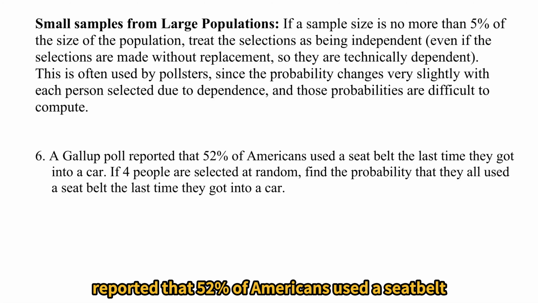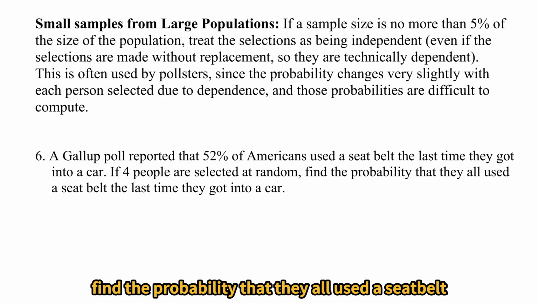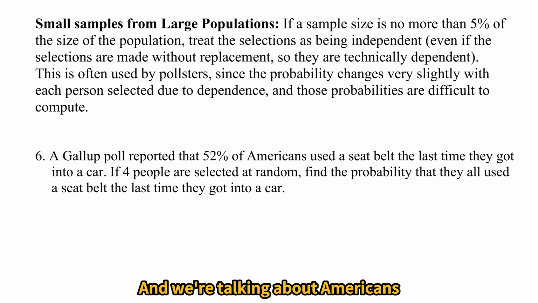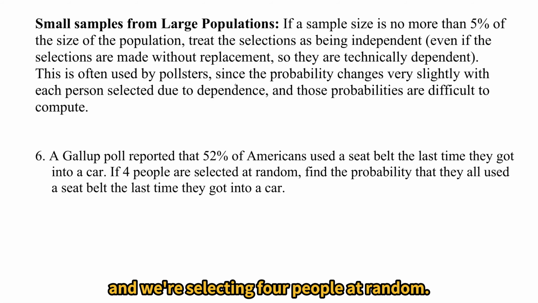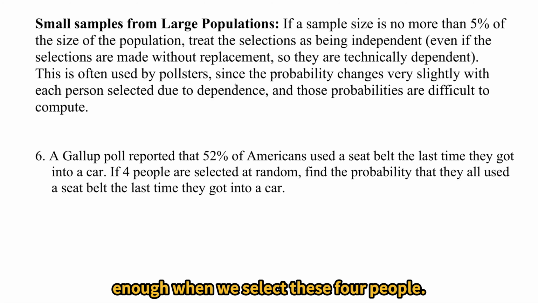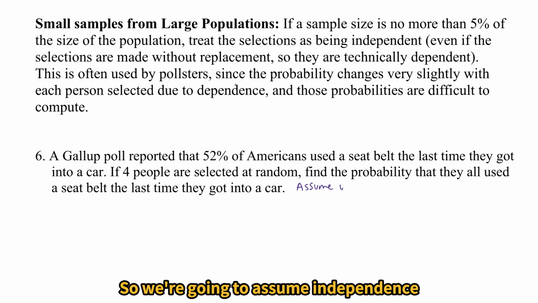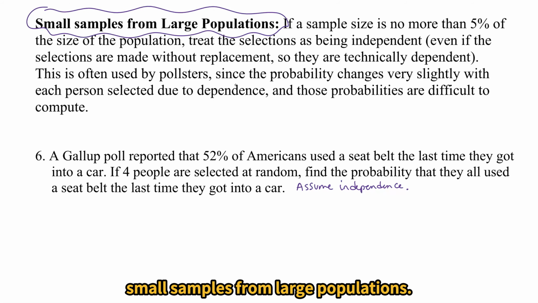A Gallup poll reported that 52% of Americans used a seatbelt the last time they got into a car. If 4 people are selected at random, find the probability that they all used a seatbelt the last time they got into a car. And we're talking about Americans, which are 40 million people, and we're selecting 4 people at random. So we're definitely not changing that probability enough when we select these 4 people. So we're going to assume independence based on this idea from above, small samples from large populations.